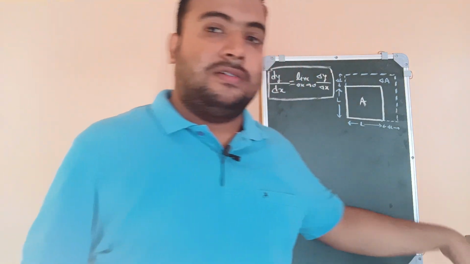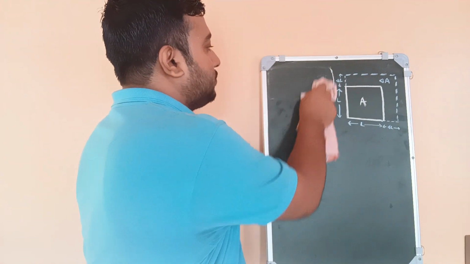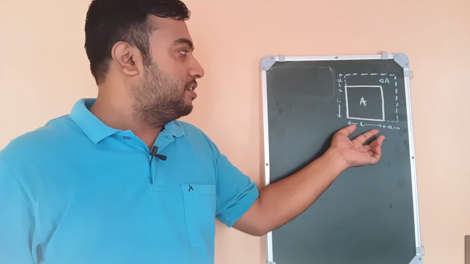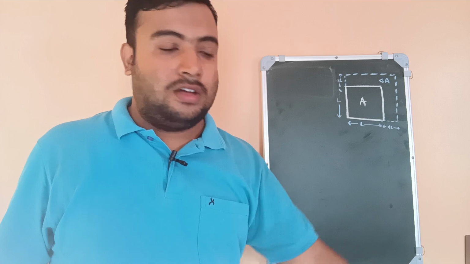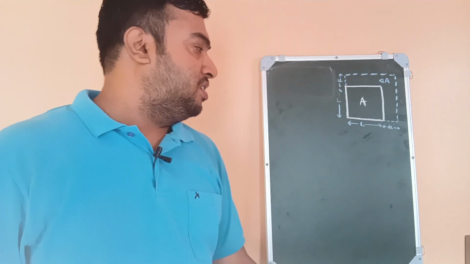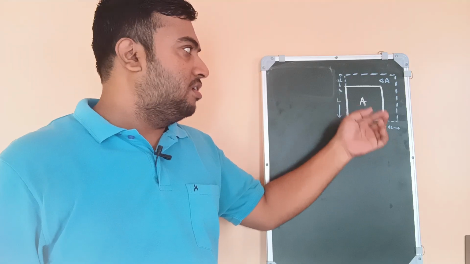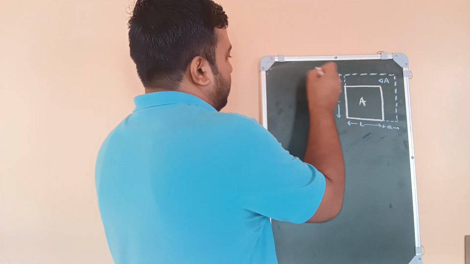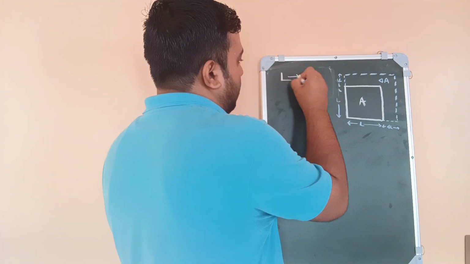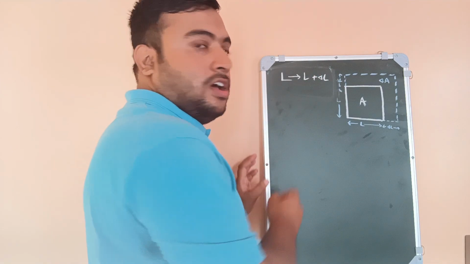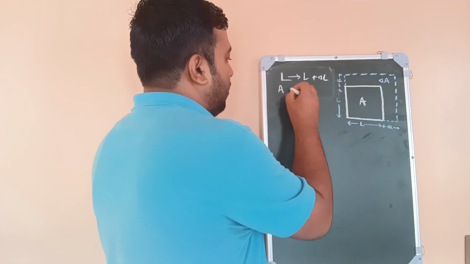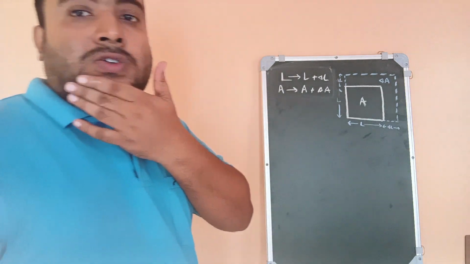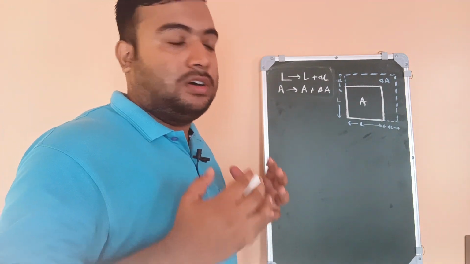So here we are considering a square of side length L. Here you can see a square whose side length is L and its area is A, and if its side length changes by delta L, the area changes by delta A. That is, its initial length is L and it is changing to L plus delta L, and its area initially is A and changes to A plus delta A. So how do we calculate the area?